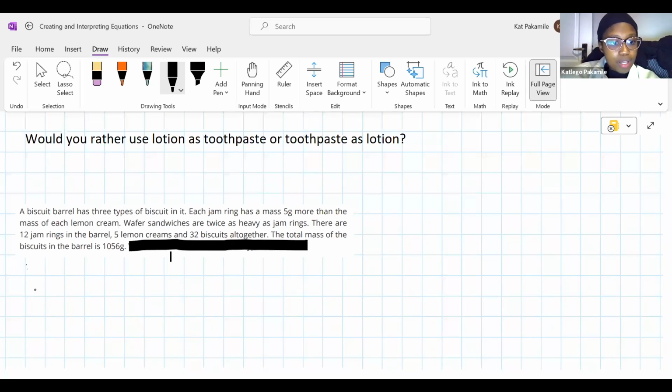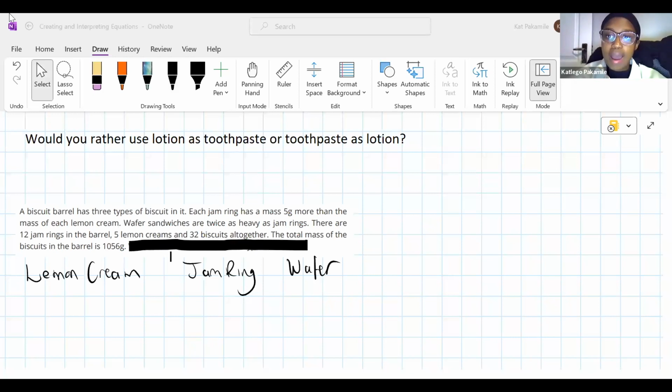We're writing an equation. So here we have lemon cream. We have to figure out how many biscuits we have of each. So we have lemon creams, jam rings, and the third one is what? Wafer sandwiches. So I'm just gonna write wafer. So we have to find out how many of each we have. Chief says x cubed. I'm not sure where the cube comes from.